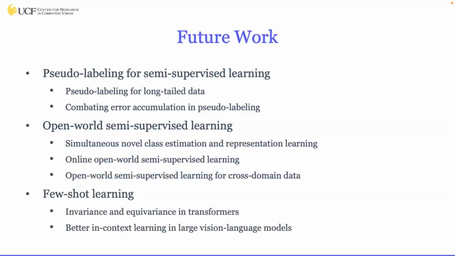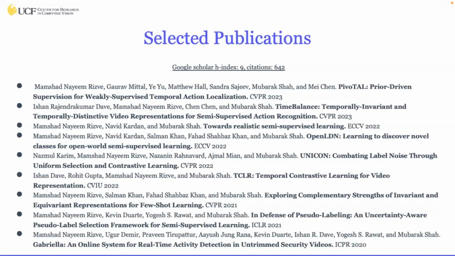And for few-shot learning, we can explore the idea of invariance and equivariance for other architectures. Here, we only explored CNNs, so we can explore transformers. And as we all know, large vision language models are becoming increasingly popular, and they have very good in-context learning performance. So exploring how we can improve that just from simple feature learning would also be an interesting direction. So these are some of the publications I was able to be part of during my PhD, and thank you.